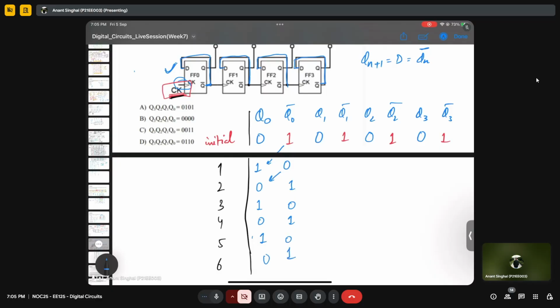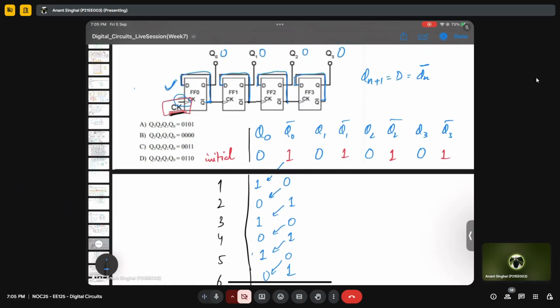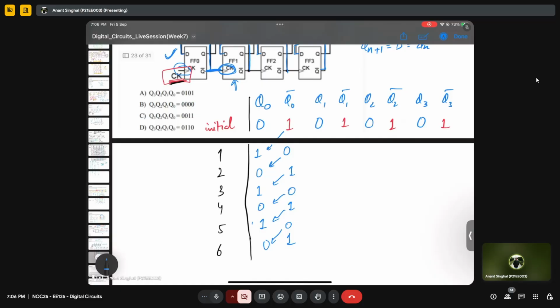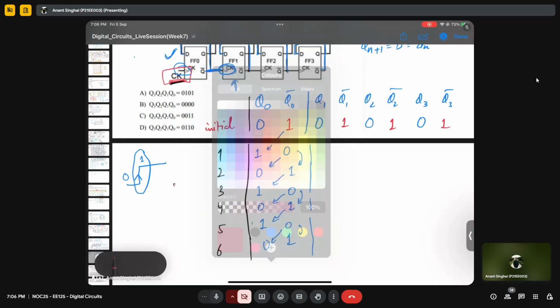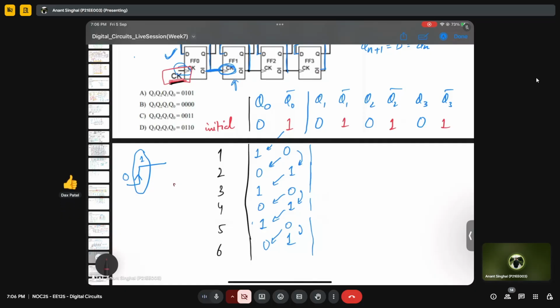Is this clear to everyone? Okay. So now we know that Q naught bar is acting as a clock for this flip flop. So the only time that flip flop will work is when there is a 0 to 1 transition, because it is a positive edge triggered flip flop. That means 0 to 1 matters. Is the line that I just said clear? Okay, great. So what I am trying to say is, if there is no transition, this will remain the same.